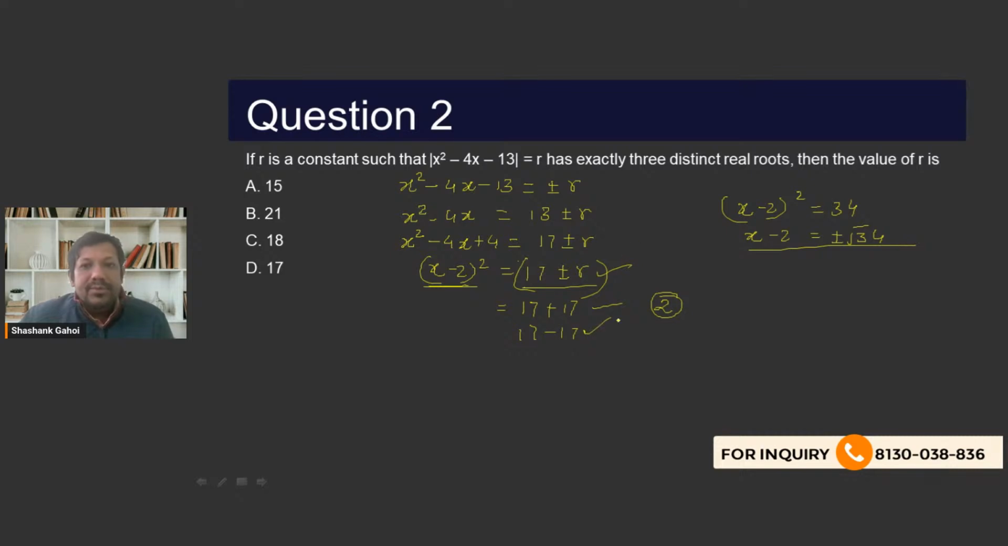Now if this becomes 0, it means x minus 2 whole square is equal to 0. So x will be equal to 2, and I'm going to get one solution from here, and I'm going to get two solutions from here. So total number of solutions I'm looking for are 3, and that's what the question is talking about. So this question can be solved in this way as well, by making it a perfect square. Okay, now let's move on to the next one.